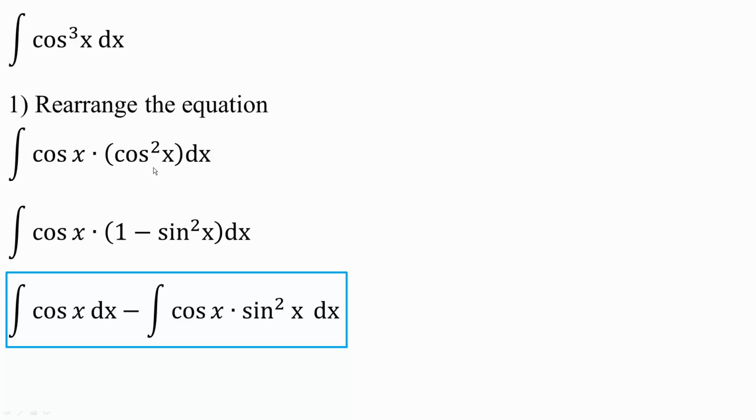We know that cosine squared x plus sine squared x is equal to 1. So we can say that cosine squared x is equal to 1 minus sine squared x. From there, I will separate this out into two separate integrals. One with cosine x, distribute this cosine x over here. Next, negative integral cosine x times sine squared x dx, simply by putting cosine x over here.